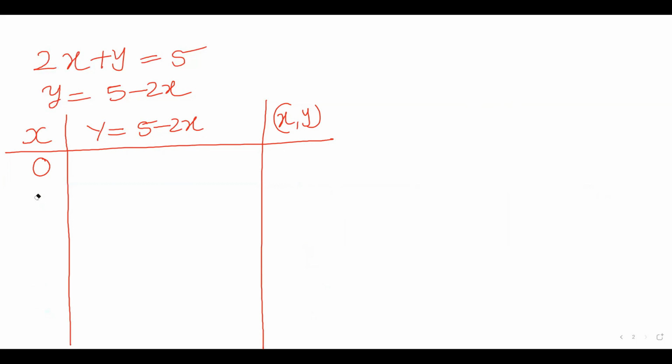Don't forget to take y as the subject in any equation. Okay, so I made y the subject. I am taking the x value as 0, so I will substitute 0. 5 minus 2 into 0, which is nothing but 5 minus 0, which is equal to 5. The x value is 0 and the y value is 5. I got the first point.